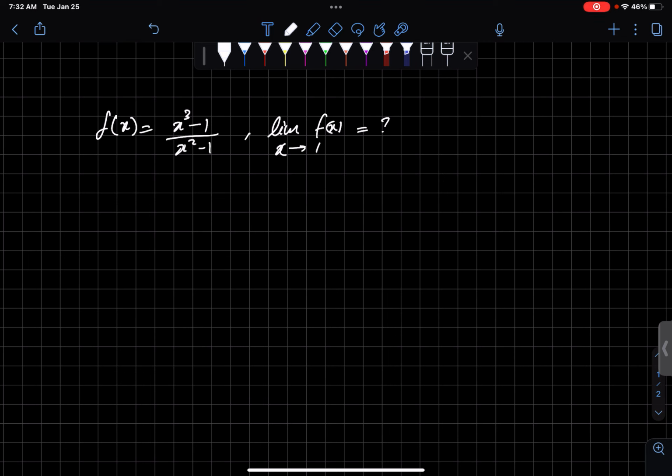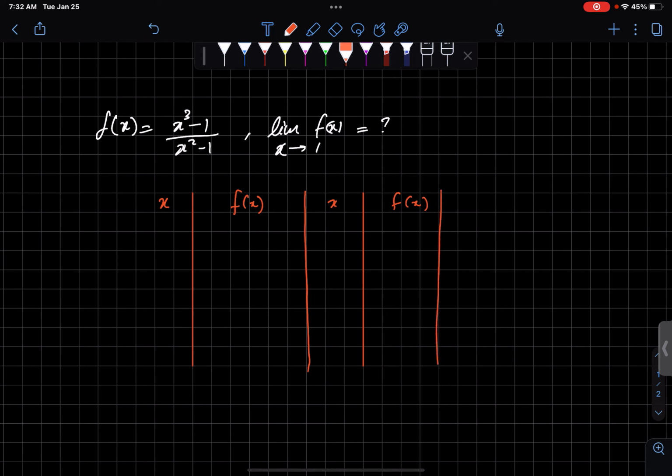x equals 1, right? So we could say here we have x, and f of x, and we have x again, and f of x. The reason we have this repeated is because we want to see how the function behaves as we come towards it from both sides. So let's look at that behavior.